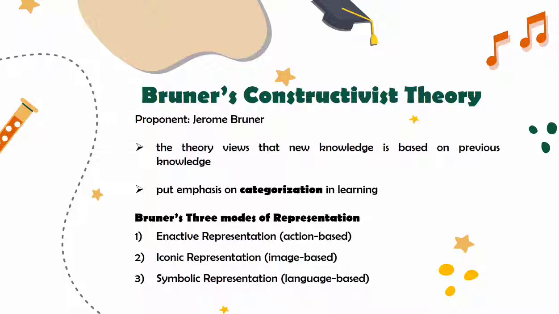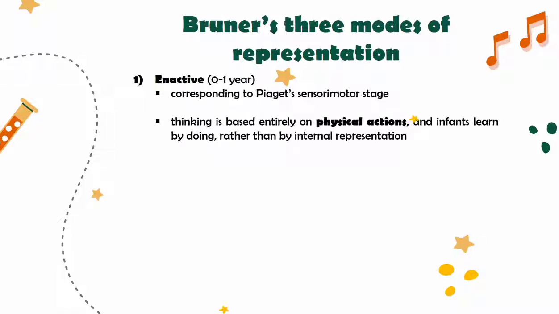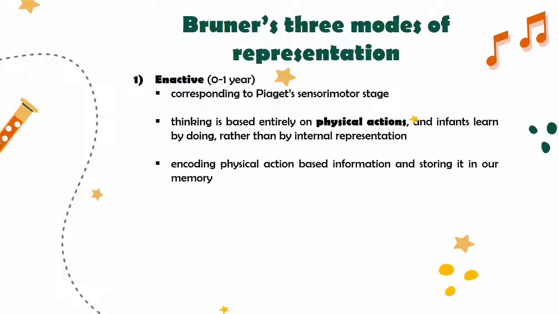So Bruner's three modes of representation. First is enactive. It is 0 to 1 year. It is the first kind of memory. This mode is used within the first year of life. It corresponds with Piaget's sensorimotor stage, if you can remember. Thinking is based entirely on physical actions, and infants learn by doing rather than by internal representation or thinking. That's why it is action based.